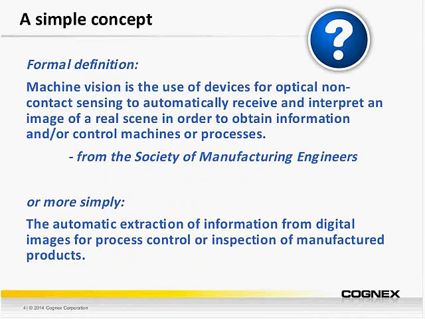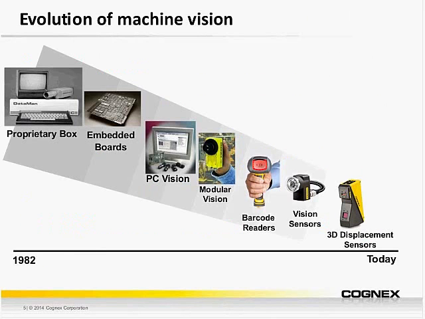So let's get started with the definition of machine vision. The Society of Manufacturing Engineers defines machine vision as the use of devices for optical non-contact sensing to automatically receive and interpret an image of a real scene in order to obtain information and or control machines or processes. So what exactly does that mean? Well, when I think of machine vision, I'd like to think of it as the automatic extraction of information from digital images for process control or inspection of manufactured products.